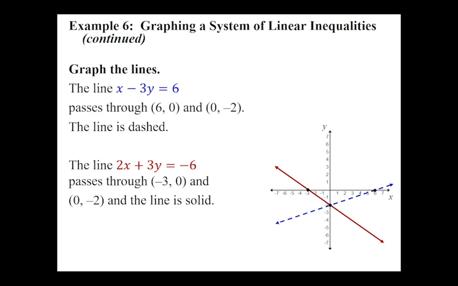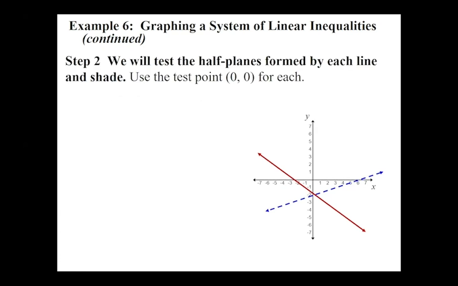Now we need to find the shadings. Let's use the test point (0, 0), and let's use that test point for both, because we can, because it doesn't fall on one of the lines. If it did, we would have to pick a different test point, and we would have to learn to be okay with that. For our dashed line, plugging in (0, 0) gives us 0 less than 6, which is true. So the dashed line gets shading on the side with the origin.